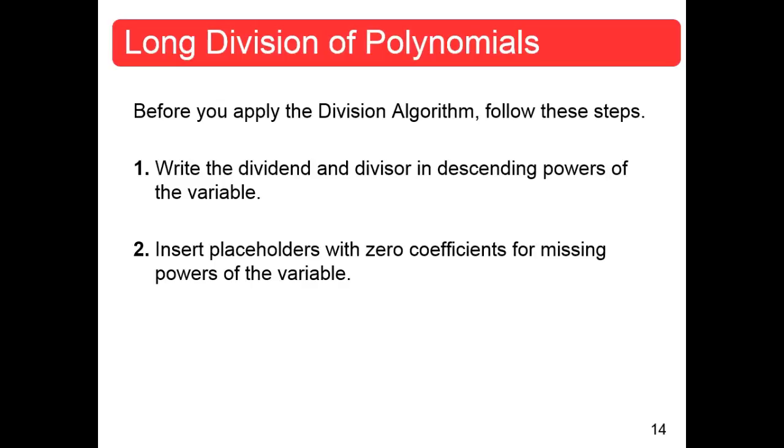Number 2, this is also important. If you're missing an exponent, like you have an x to the 4th and then an x squared, you have to put in what they call placeholders with 0 coefficients for the missing powers of the variable. Got to do that. Otherwise, things won't line up, you won't have things to multiply and subtract properly. Be sure you have every term accounted for. If you're missing any terms, put a 0x cubed or whatever in there for that.